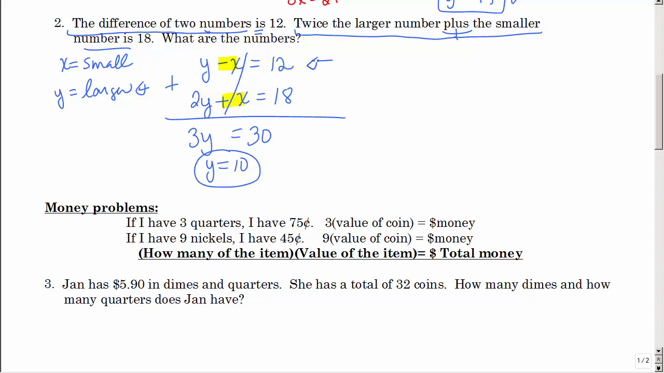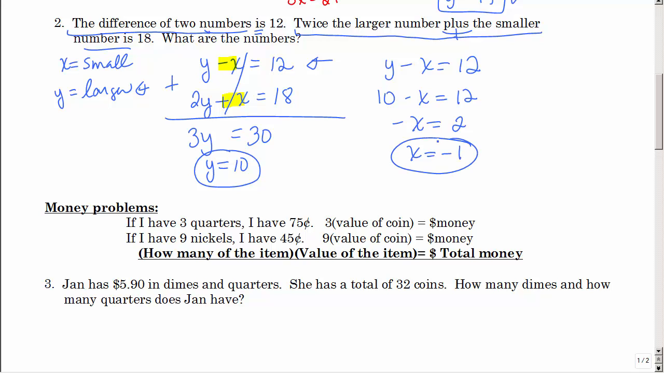So I'm going to come back and say, all right, y minus x is 12. What's y? That's 10. Subtract 10, divide by negative 1. So my two numbers are, oops, I didn't divide, right? If I divide, I get negative 2. So my two numbers are negative 2 and 10.